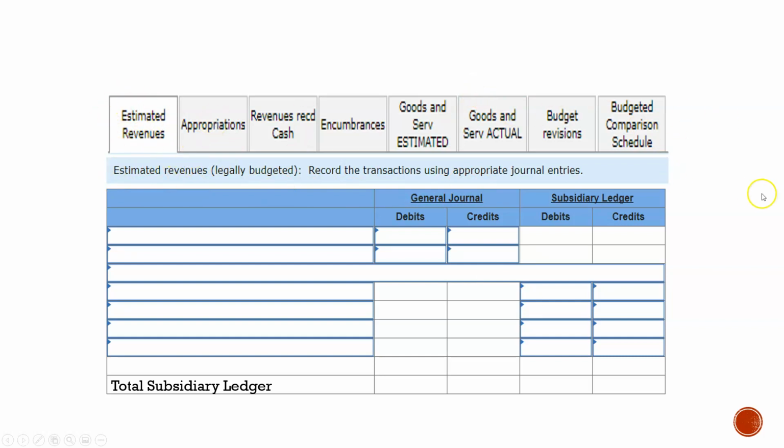This is going to be very similar to what your actual homework is going to look like going through Connect when you're doing these, so be prepared for that.